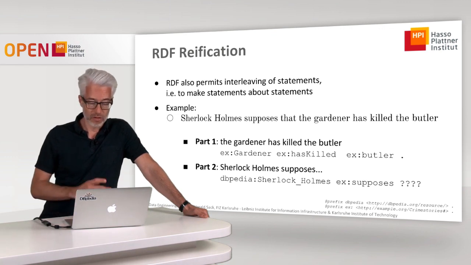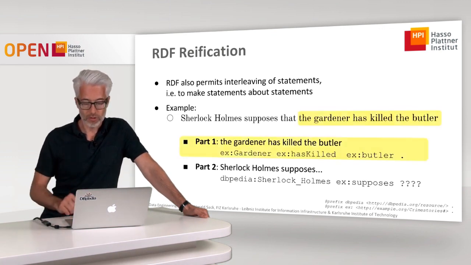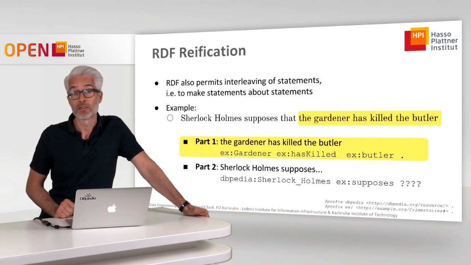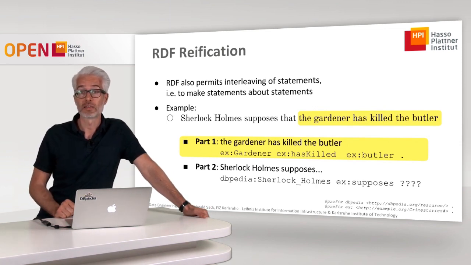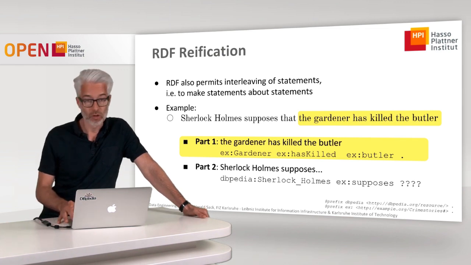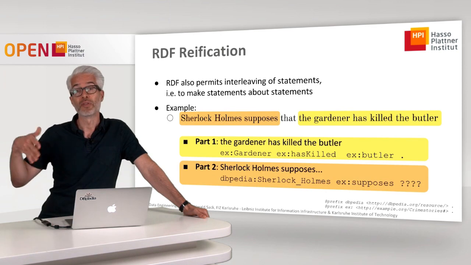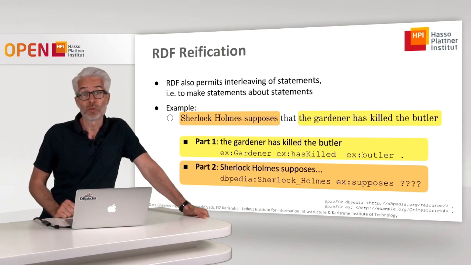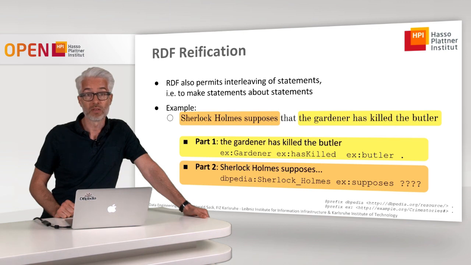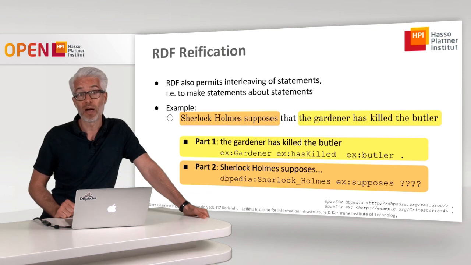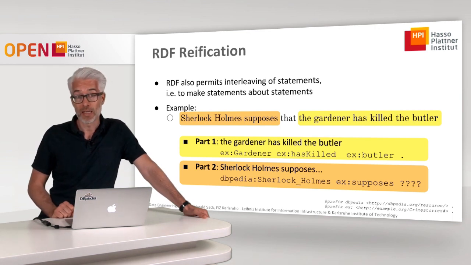So this sentence consists of two parts. The first part, the last one, is expressed as a simple RDF fact. So we have here the gardener has killed the butler, which you see here, part 1. But the second part, Sherlock Holmes supposes this statement, is more difficult to express in RDF. So we have here that Sherlock Holmes supposes something, and this something should be part 1. But we cannot simply write part 1 instead of the question marks here. How is this solved in RDF?